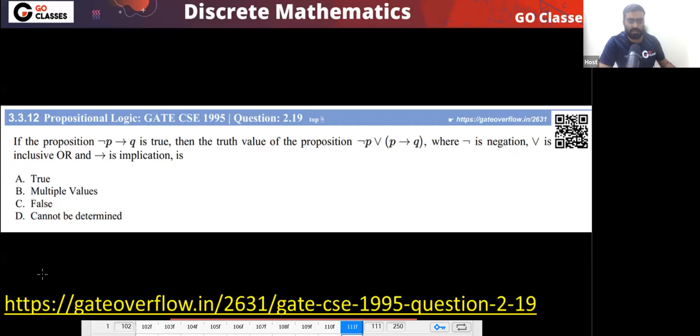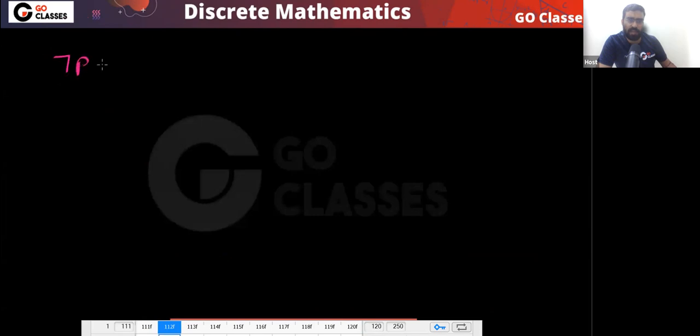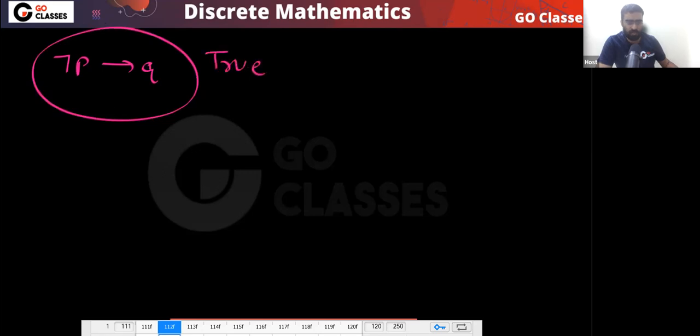Let's see this last question. This is a GATE 1995 question. If the proposition is true, meaning this is given to you as true, then what will be the truth value of this proposition? Already given to you: negation P implies Q is true.